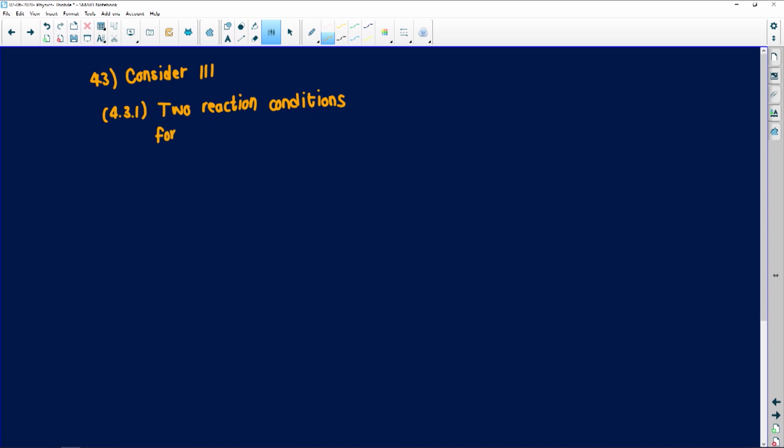Conditions for this reaction. Now, I want to take you back a little bit when we talk about reaction conditions. Let's talk about when we were doing Le Chatelier's principle and chemical equilibrium and so forth. We knew that pressure needed to be present, or pressure could be changed. We knew that temperature needed to be different for things to occur.